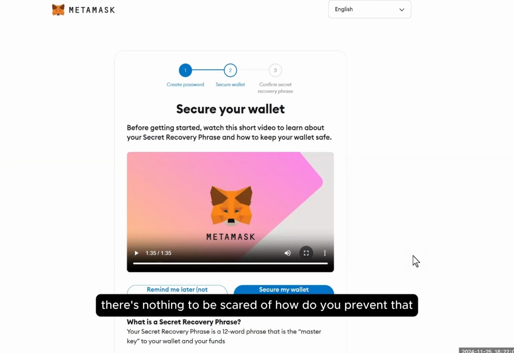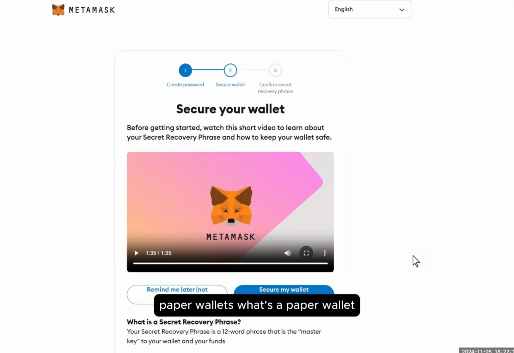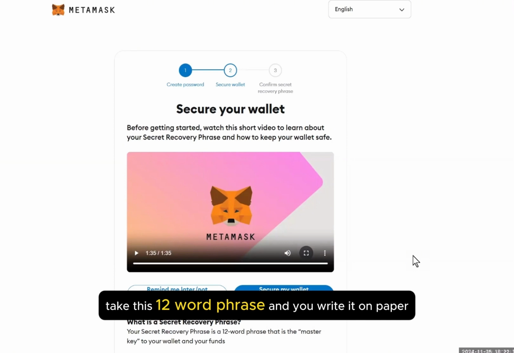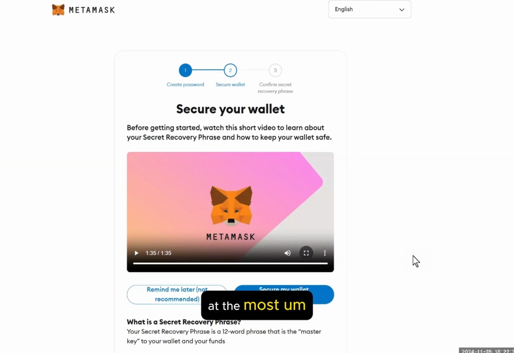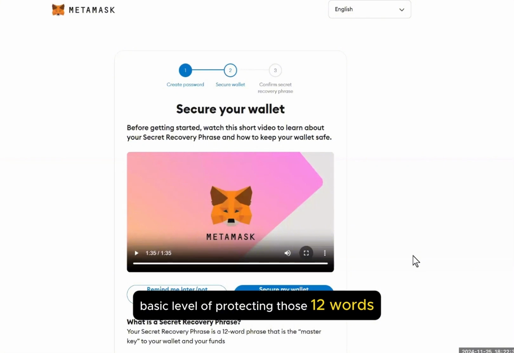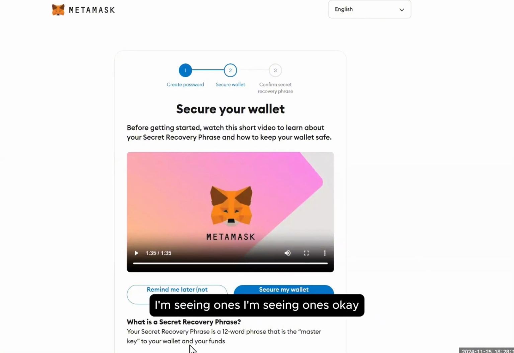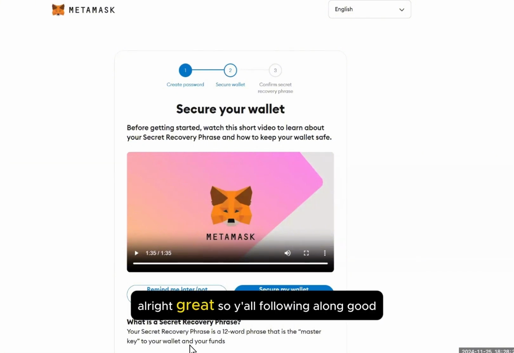How do you prevent that? There's nothing to be scared of. How do you prevent that? Paper wallets. What's a paper wallet? A paper wallet is when you take this 12-word phrase and you write it on paper. You don't put it anywhere digital. That way, to yourself, you have taken the right preventative measure to never make yourself vulnerable at the most basic level of protecting those 12 words. Okay? All right, great. So y'all following along good.